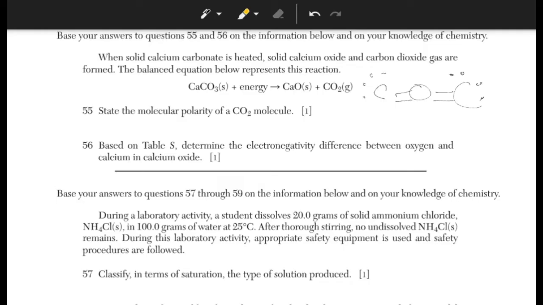Based on Table S, determine the electronegativity difference between oxygen and calcium in calcium oxide. The electronegativity difference is determined by subtracting the smaller electronegativity value from the larger electronegativity value. Ca has an electronegativity value of 1. Oxygen has an electronegativity value of 3.4. 3.4 minus 1 is equal to 2.4. The electronegativity difference between calcium and oxygen in calcium oxide is 2.4.